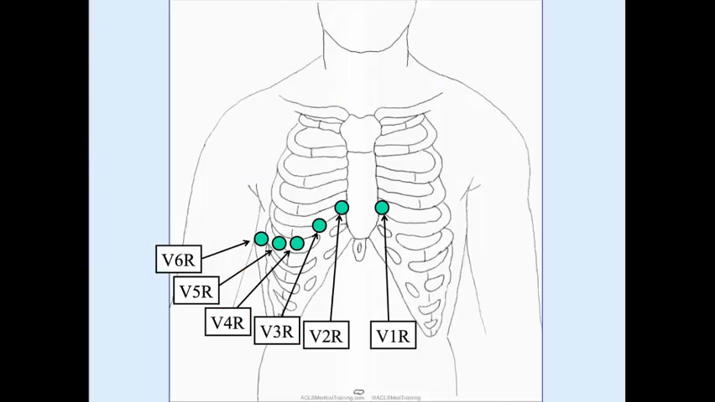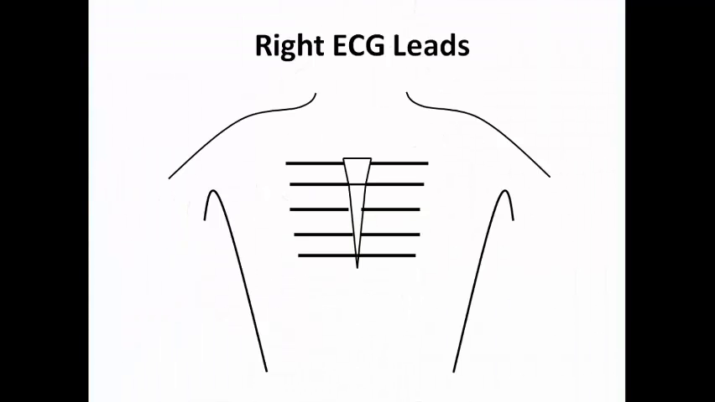Of course, we remember that the leads of the right ECG distribution are nearly the mirror image of the standard left ECG, and we remembered from the first lecture their anatomical location.